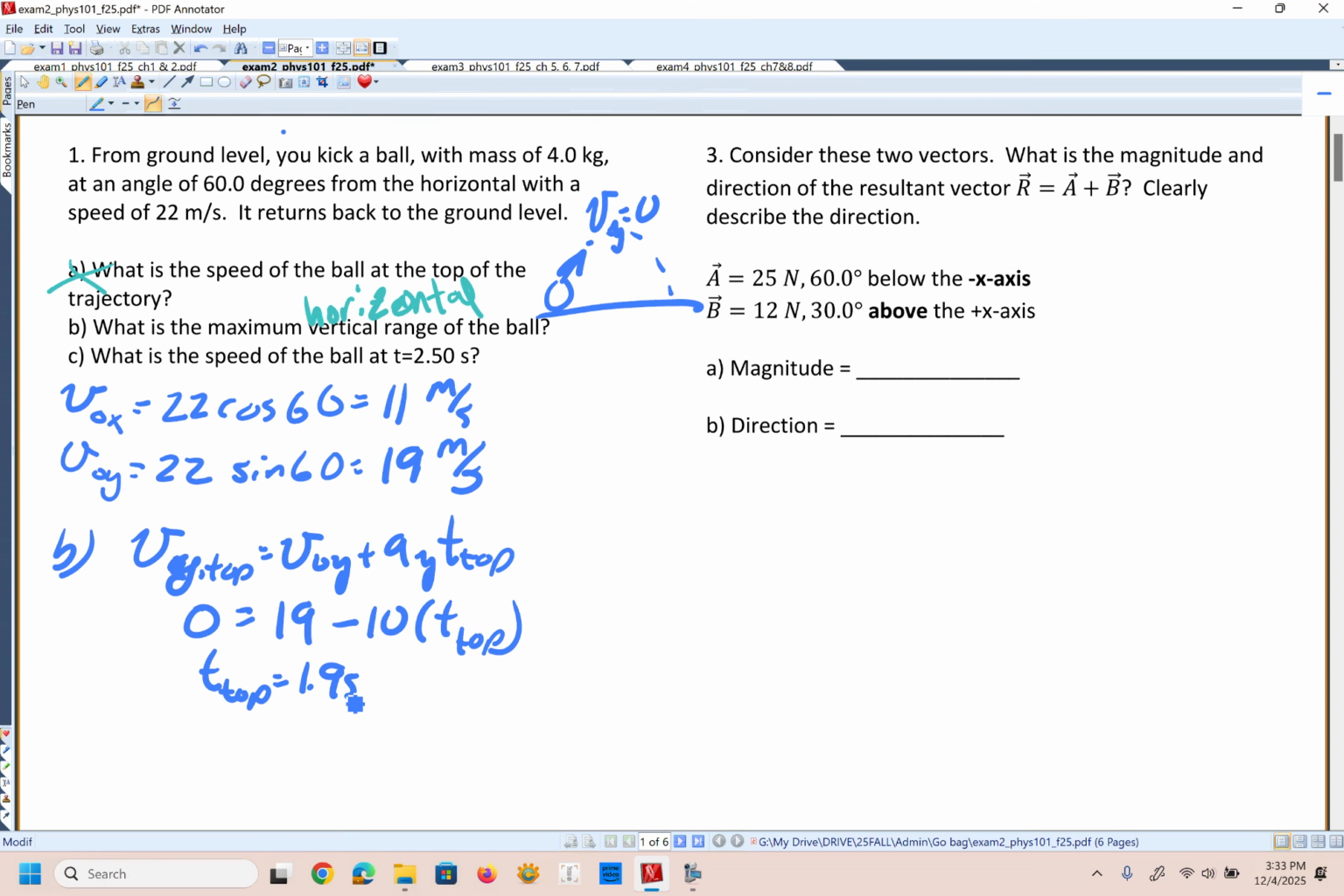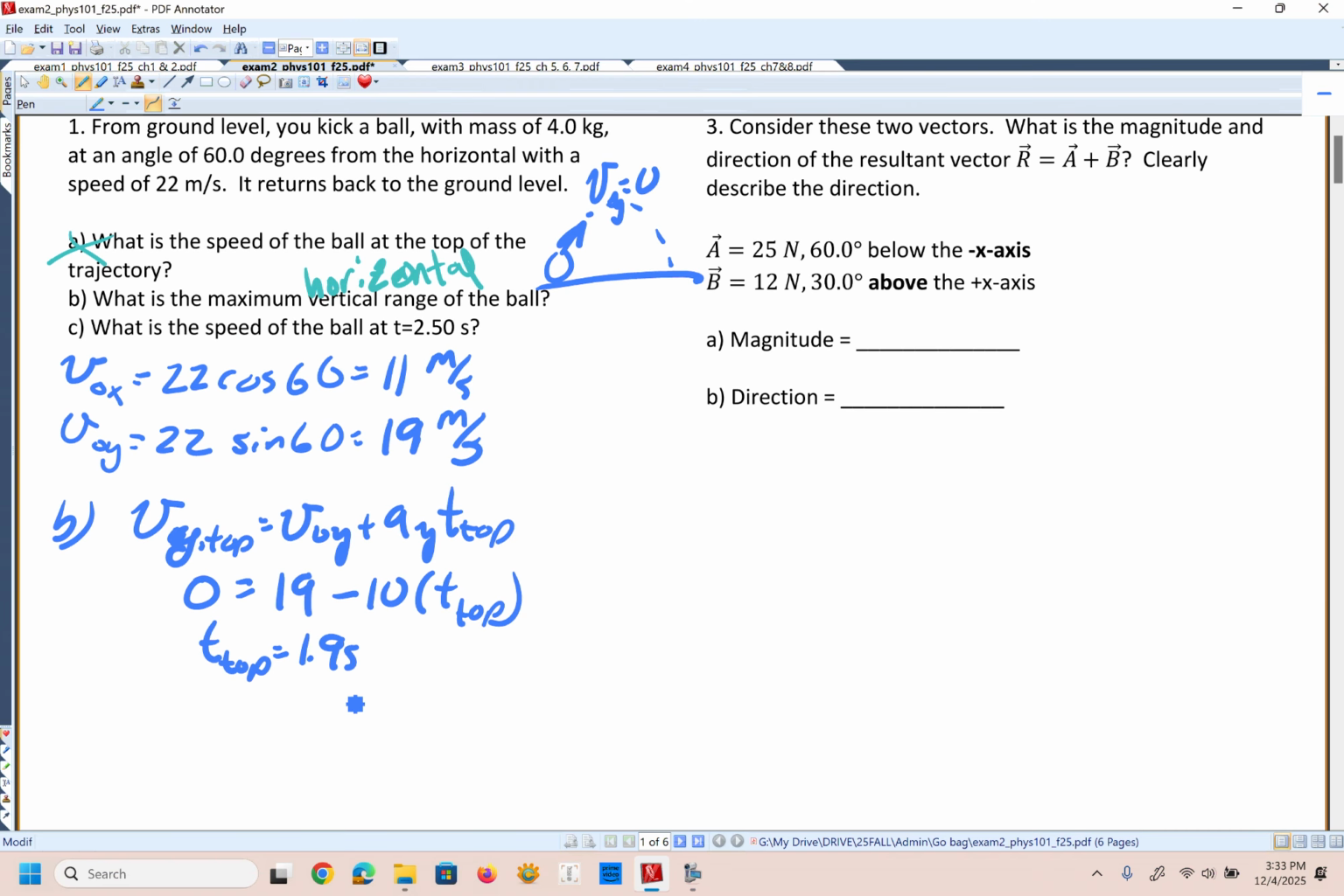If I want to know the horizontal range, this question is asking for the vertical range, but in your test, I'm pretty sure I asked horizontal. You would say x is equal to V0x times t, and that t that you're going to use is not t top, it's t total, because I want to know the position of it over at this point. So t total is 2 times 1.9, that's 3.8 seconds. All right, so x is equal to 11 meters per second times 3.8 seconds, and that's 42 meters.